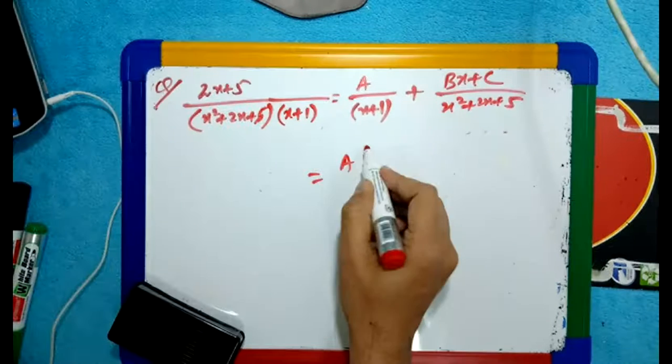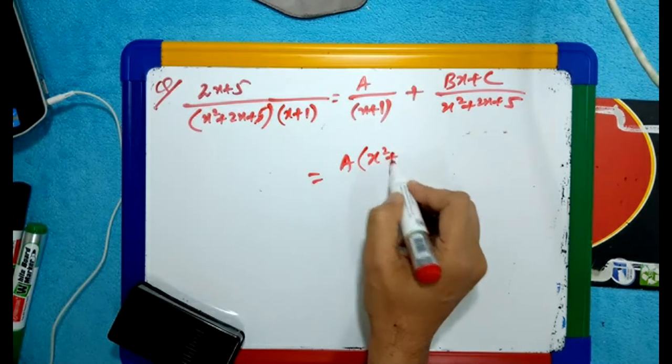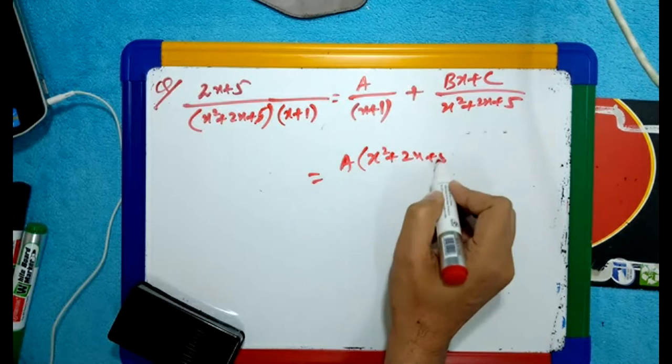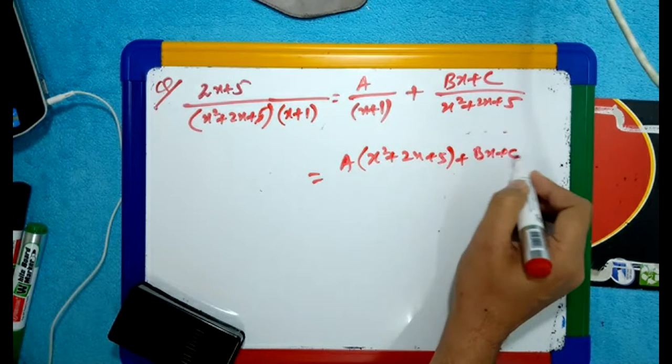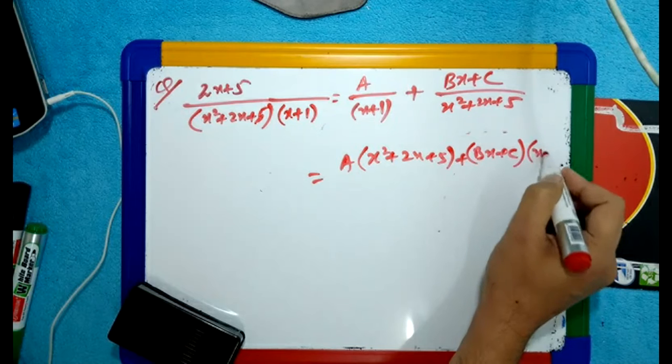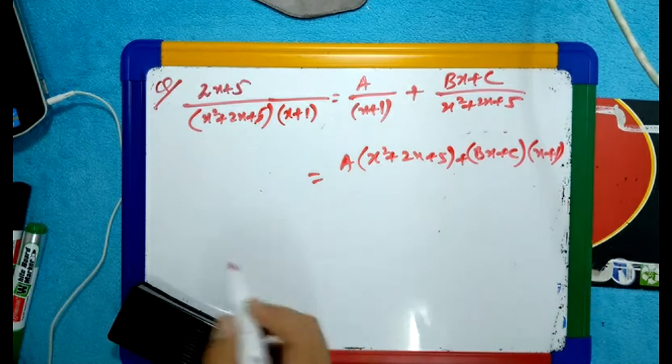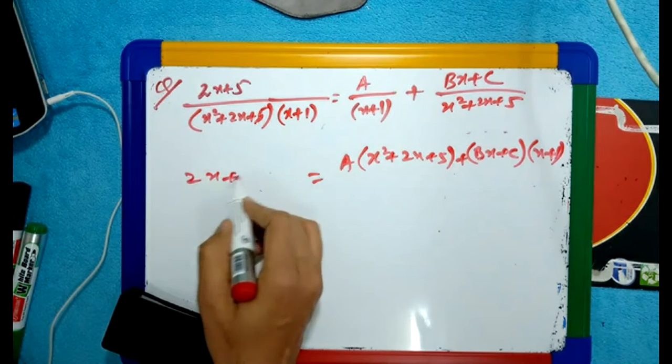Now with A, you will get x square plus 2x plus 5. And with B, Bx plus c, you will get what? X plus 1, right? And over here is 2x plus 5. All the denominators cancel already.